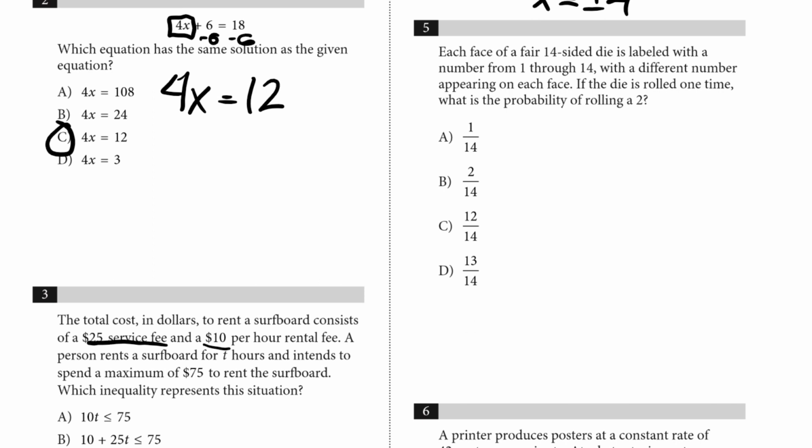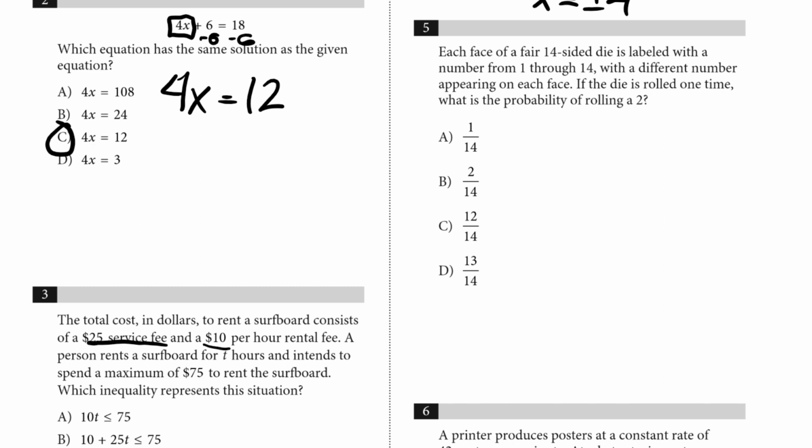Number 5. Each face of a fair 14-sided die is labeled with the numbers from 1 through 14, with a different number appearing on each face. If the die is rolled one time, what is the probability of rolling a 2?